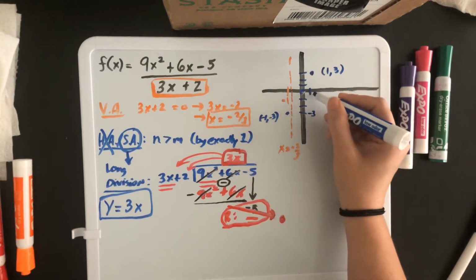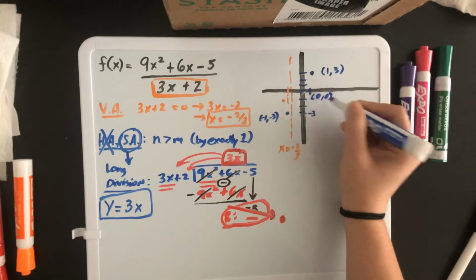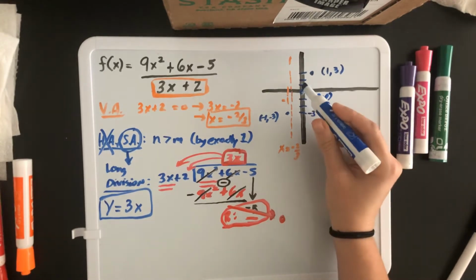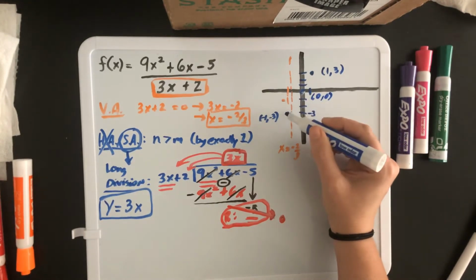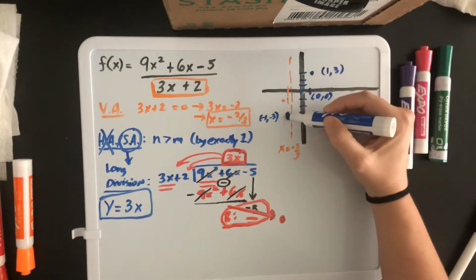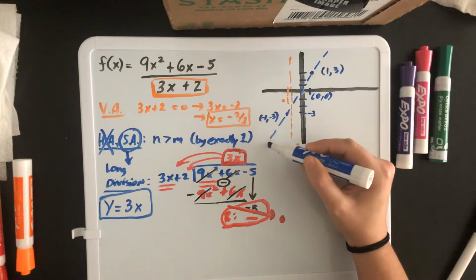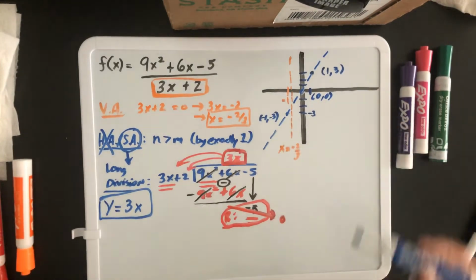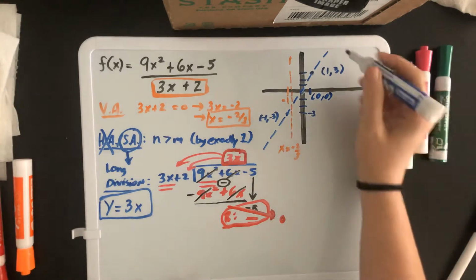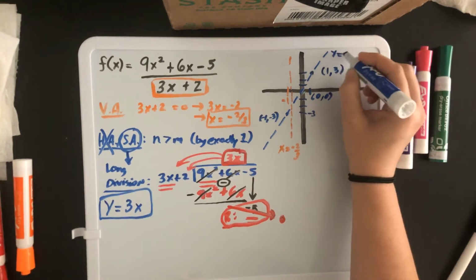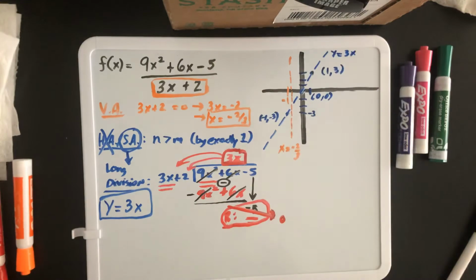No, sorry, not horizontal, oblique or slant, I apologize. So 0, 0 is where we started. We went up 3 and right 1, or down 3 and left 1. So we could now connect the dots of this slant asymptote. Horizontal would have been a flat line, but this is an oblique or slanted asymptote. So now I have this slant asymptote, which was the equation y equals 3x. I also have my vertical asymptote.